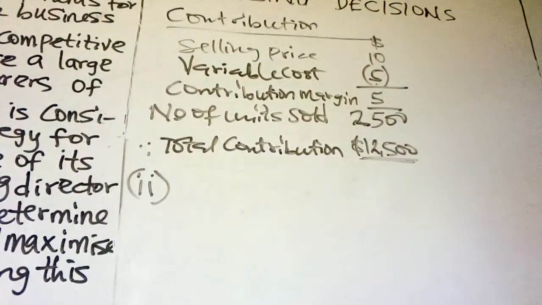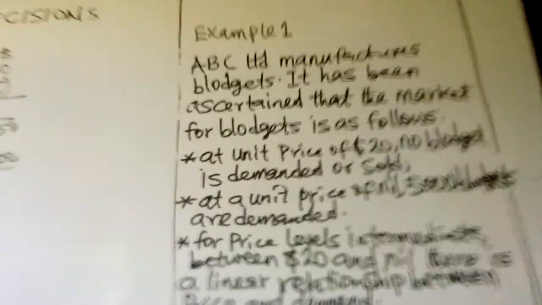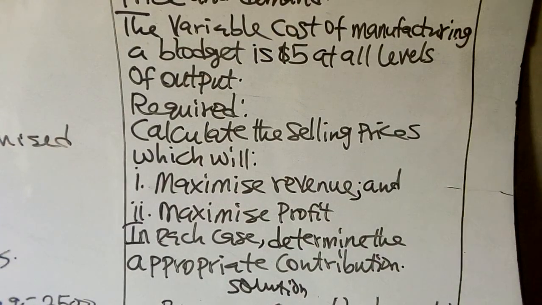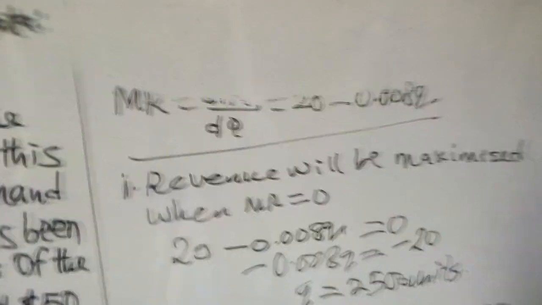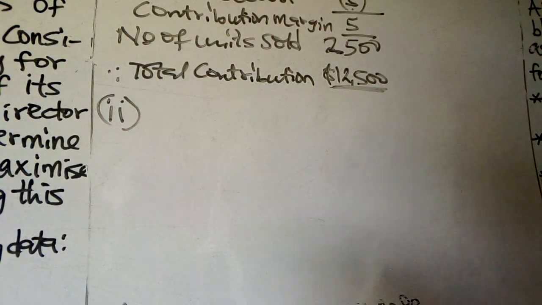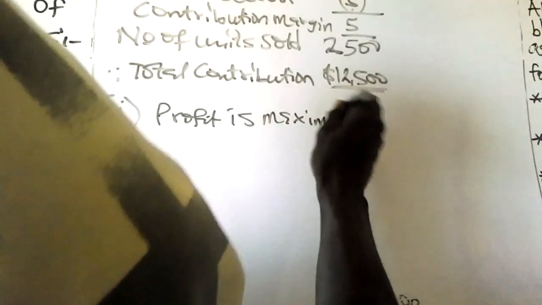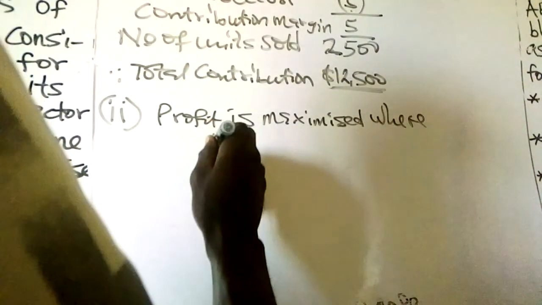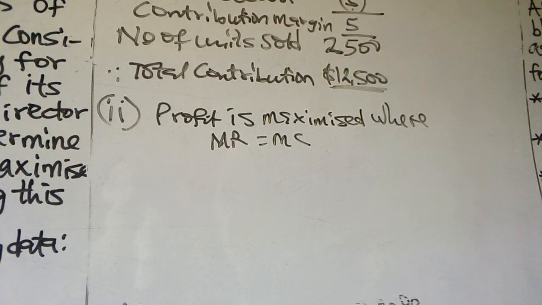Requirement two, Roman figure two. To maximize profit and the contribution as well, you want to maximize profit this time around. I've told you that profit is maximized, as in step five, where marginal revenue equals marginal cost. Remember, I've told you that your marginal cost is always the same as the average variable cost, which is the variable cost per unit, and that is given to be $5.